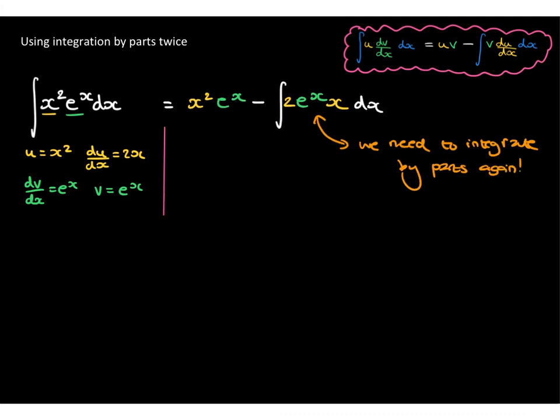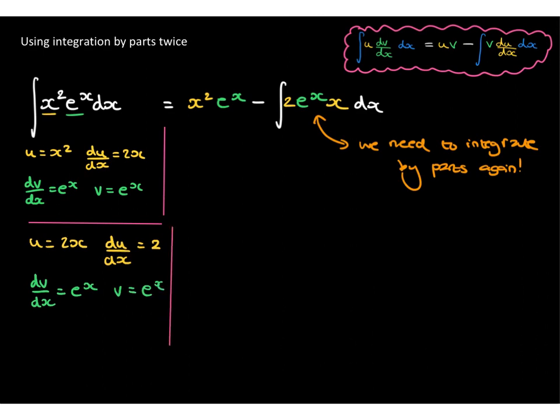So the process then starts a second time. You can pull the 2 outside the integral if you want to, but some people prefer to use that within the integration. So u equals 2x, giving us du by dx equals 2. And then dv by dx equals e to the x, so integrating that, v equals e to the x again. So we're ready to integrate by parts for a second time.